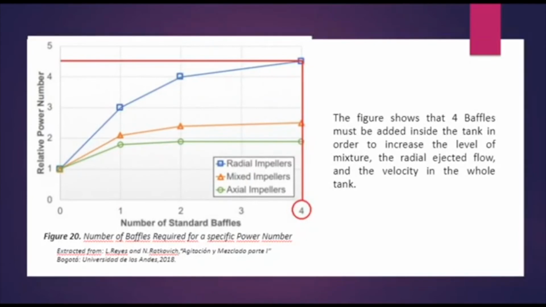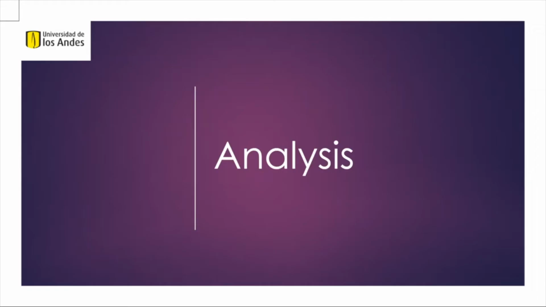In order to improve the design, adding baffles inside the tank for radial impellers, as shown on the figure extracted from the Unit Operations class ebook, stirring and mixing, and with a theoretical calculated power of 4.5, the figure shows that 4 baffles must be added inside the tank in order to increase the level of mixture, the radial ejected flow, and the velocity in the whole tank.